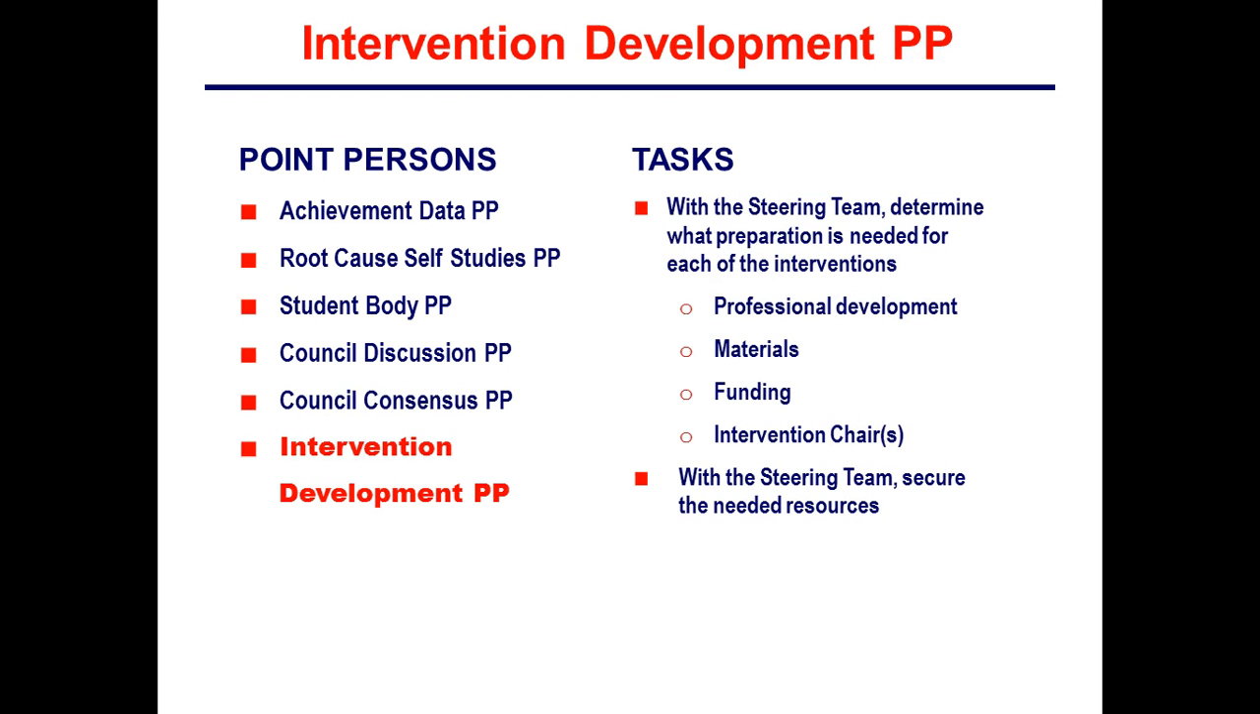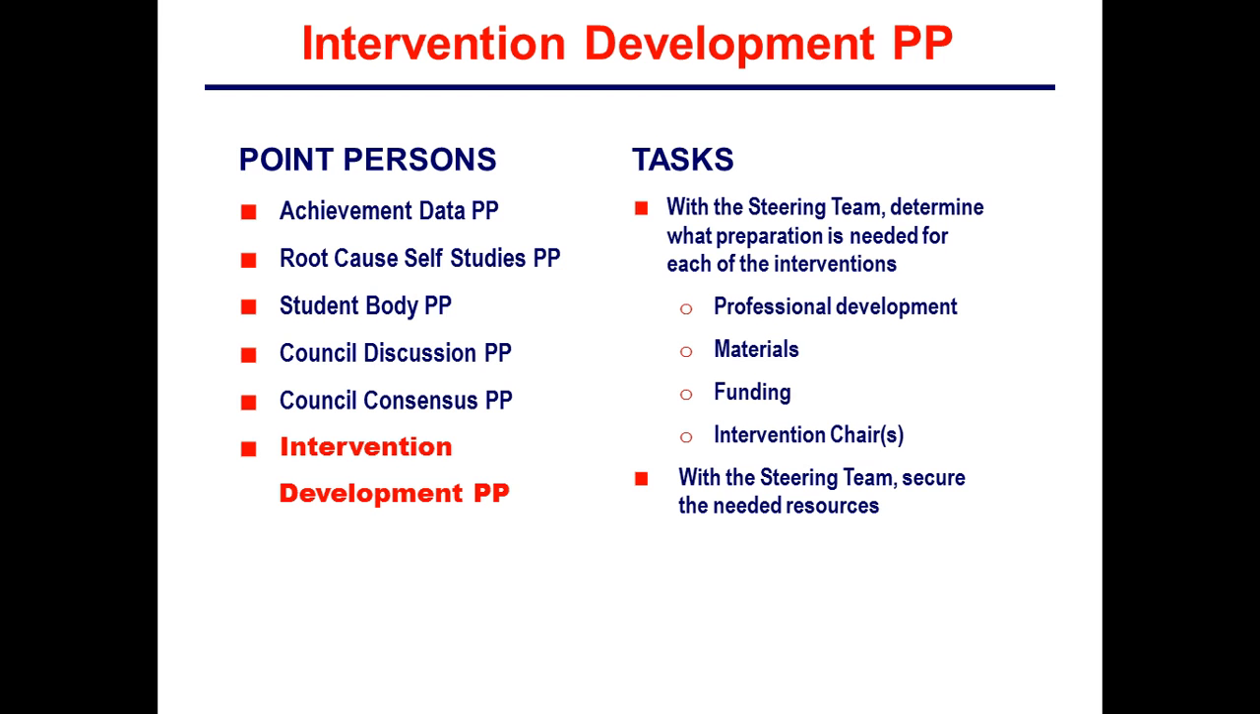Okay, then the final point person is the intervention point person. This person is going to be busy in the second semester, but will be lighter in the first semester. So what they're going to do is, with the steering team, we're into implementation now, so we're not involving the council at this point. This is just steering team. With the steering team, we're going to determine what's needed to get ready for this, for each of the interventions.